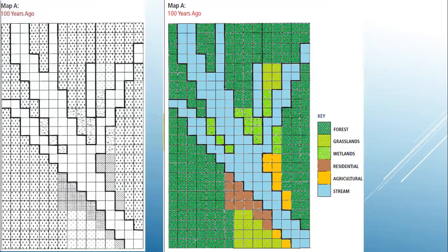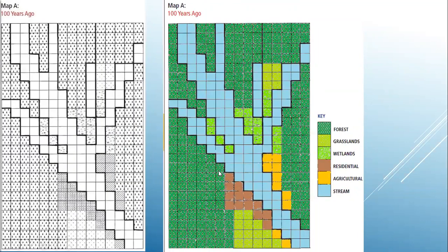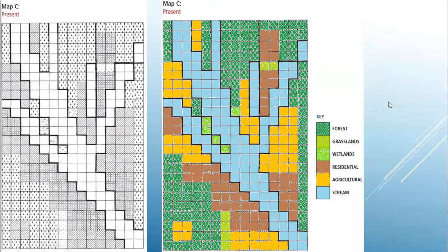I'll keep going. So this is map A, before it was colored and after it was colored. We'll go through each map, map B and map C. Now, when you look at them, comparing the two, just pay attention to how the forested area is getting smaller while the residential area is getting bigger. Same thing with map C. And then we can look at them all side by side.